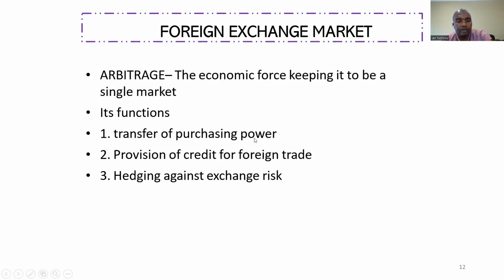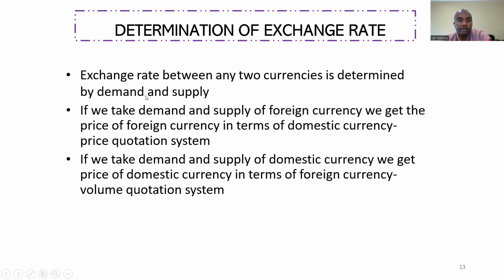we have the transfer of purchasing power, the provision of credit for foreign trade, hedging against the risk, and so on. All this takes place within the context of the foreign exchange market. We know that arbitrage, the classic definition of arbitrage, is buying a commodity where it is cheap to sell it where it is expensive, so that one is able to make riskless profits.